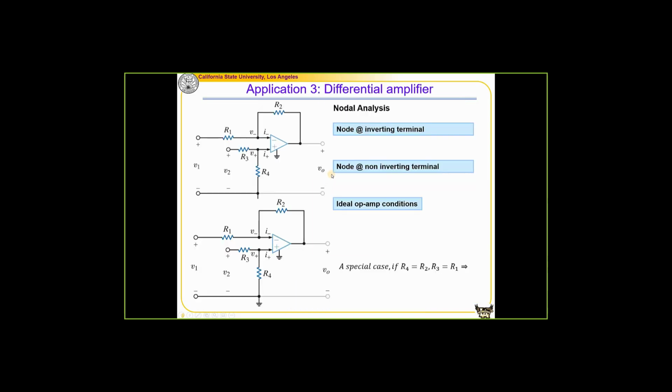The third application is a differential amplifier. Just now we showed you how to amplify one signal. Now if we want to amplify the difference between two signals, this is the setup that we're going to use. One signal will connect to the inverting terminal, the other signal will be connected to the non-inverting terminal. At the same time, we have different resistors connected there, and the resistor connected here. Then we want to see what's the result if we have this setup.